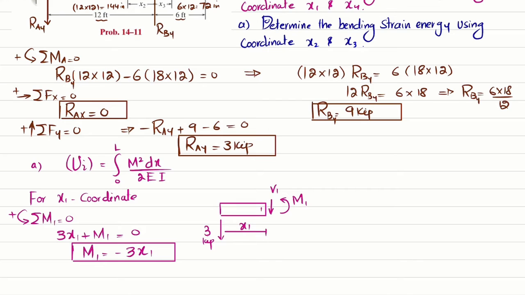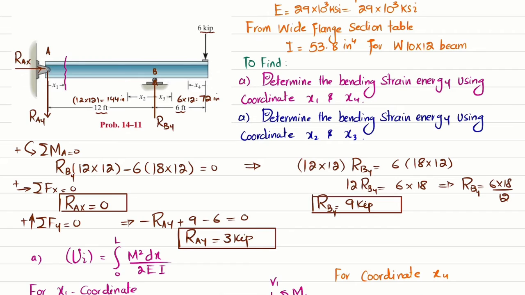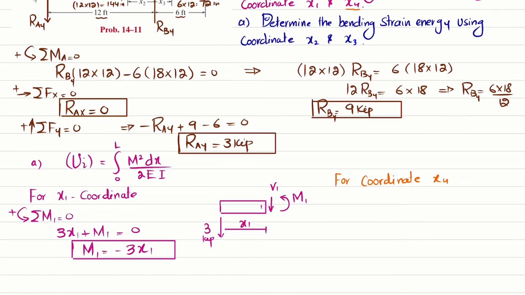Now we will do the same for coordinate x4, because in the first part we have been given x4. So x4 is this one. We will cut the beam over here and take the right side in order to draw the free body diagram. It will be like this. You can see at this end we have the 6 kips load. This is x4.